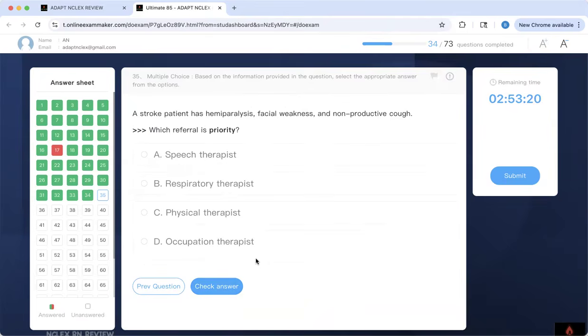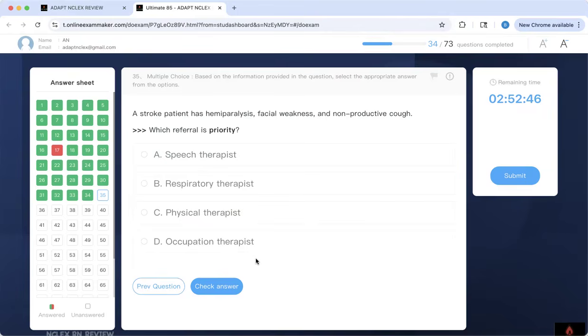A stroke patient has hemiparalysis. He has facial weakness. The face is all bad. He can't clear his secretions, and he's having a non-productive cough. Which referral is appropriate? It's a stroke patient with weakness, facial weakness. You call speech therapy, respiratory therapy, physical therapy, occupational therapy. Who is going to help you with this patient who has a stroke and is having all these symptoms?